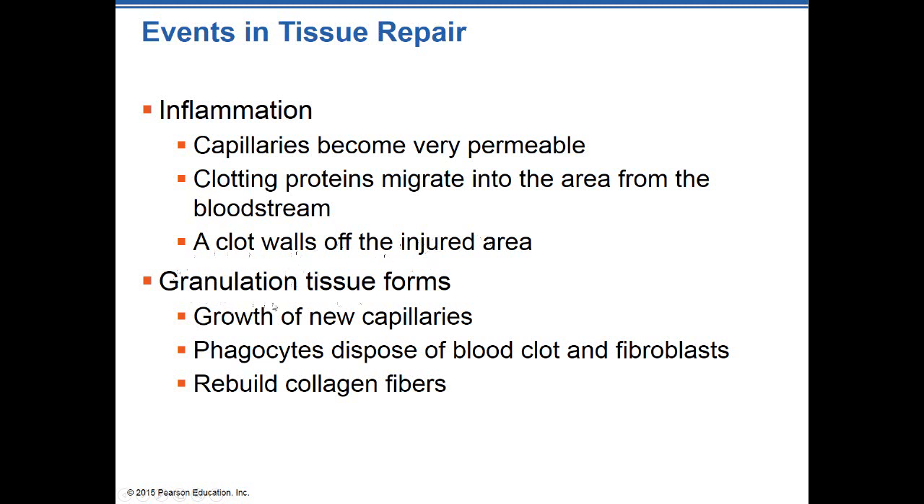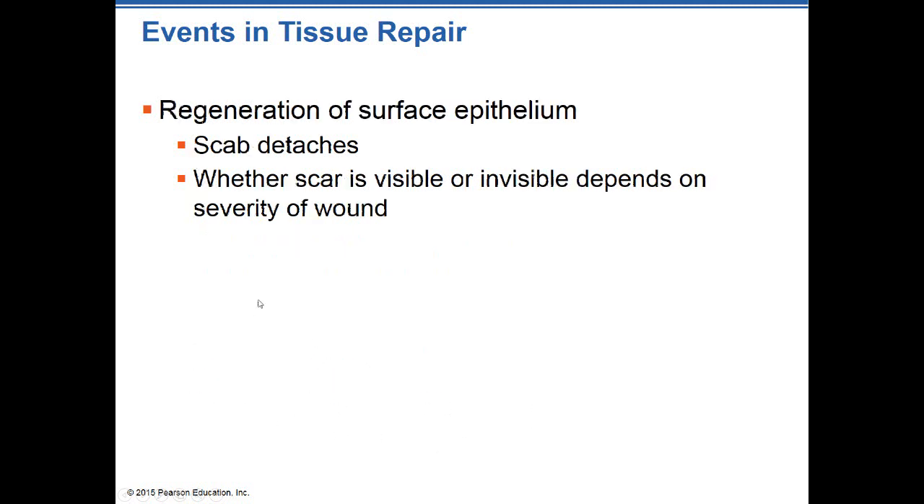Then you get this granulation tissue, where some cells of the immune system and the inflammatory response cause some things to happen. New capillaries grow, which helps to bring in more blood to the injured area. You get phagocytes, which are those cell eaters, which help to eat up, digest, and get rid of the blood clot, and fibroblasts, which are building some of the scar tissue. And then you'll have cells that rebuild collagen fibers, so they'll build up new connective tissue to help repair and hold the area together.